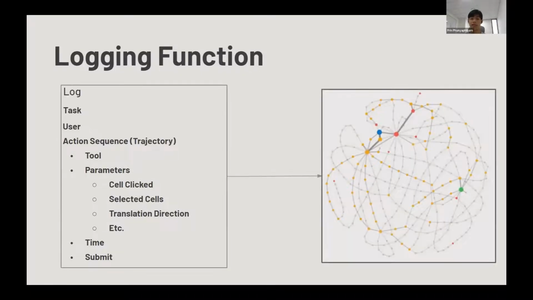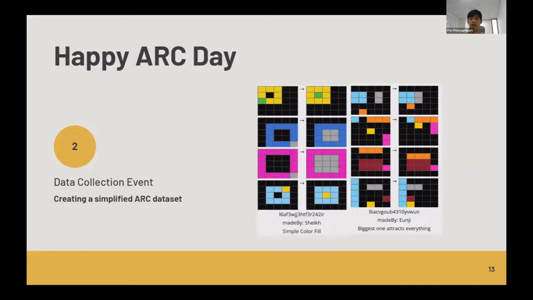From these logs, we can create a state space graph where each node is the output grid, and each edge consists of the action that was taken, and it's also weighted by the time. The second thing that I did was I also helped in programming the interface for Happy RC Day. And I also helped with leading some sessions.